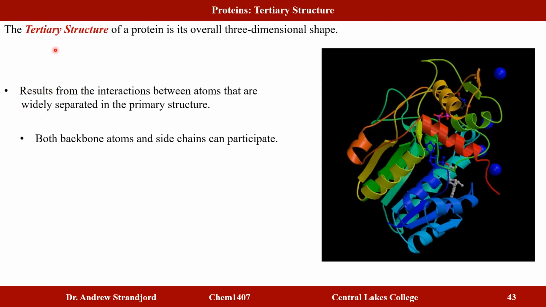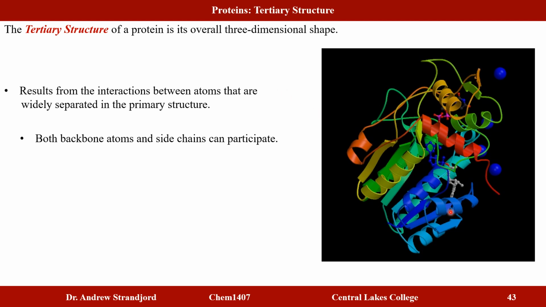In addition to a primary structure and a secondary structure, there is also a tertiary structure of a protein, and that gives it its overall three-dimensional shape. This three-dimensional tertiary structure is a result of the interaction between atoms that are widely separated in regions of the primary structure. So one end of the protein chain might be attracted to another end of the protein chain.